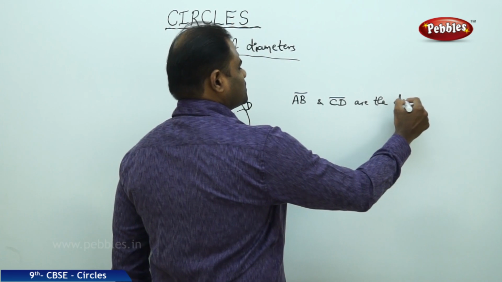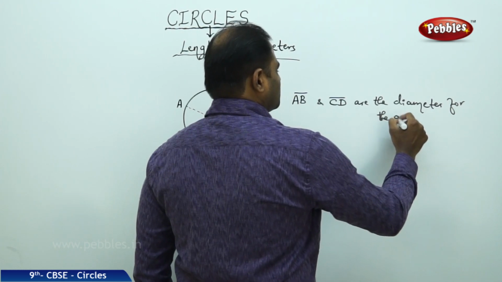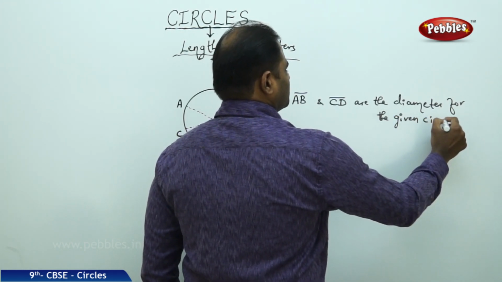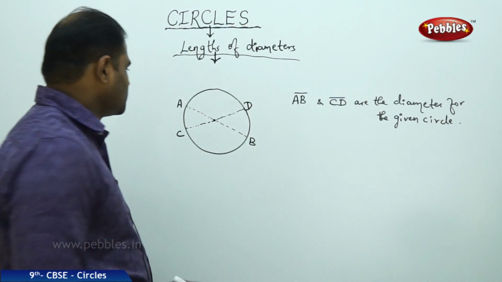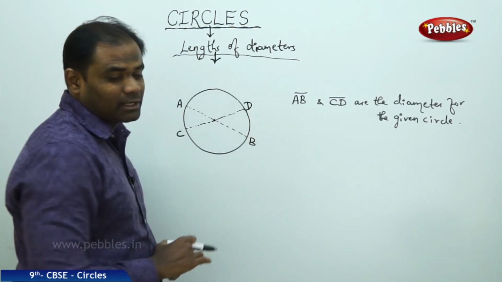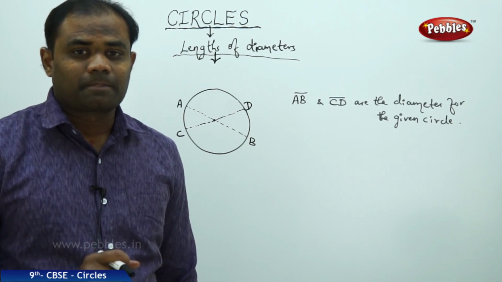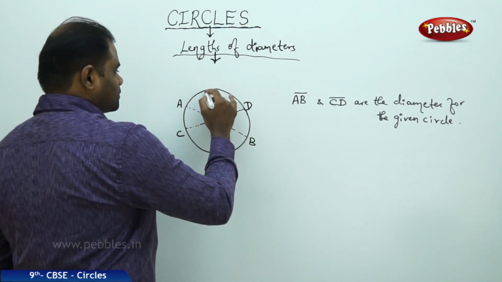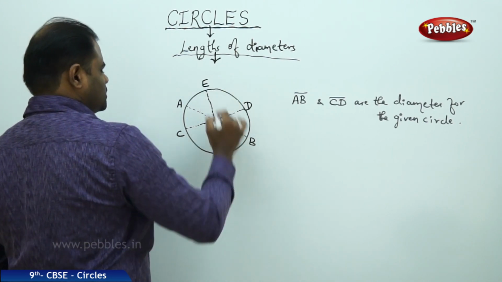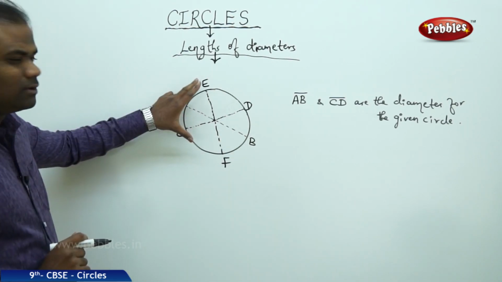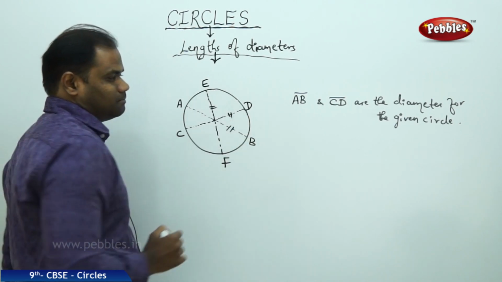AB and CD are the diameters for the given circle. Now as we take a ruler and measure the length of AB and then measure the length of CD, interestingly we come to the conclusion that they are the same. Let's take another possible diameter at a different angle, which is EF, and measure this diameter also with the ruler. We see that all three lengths are equal.